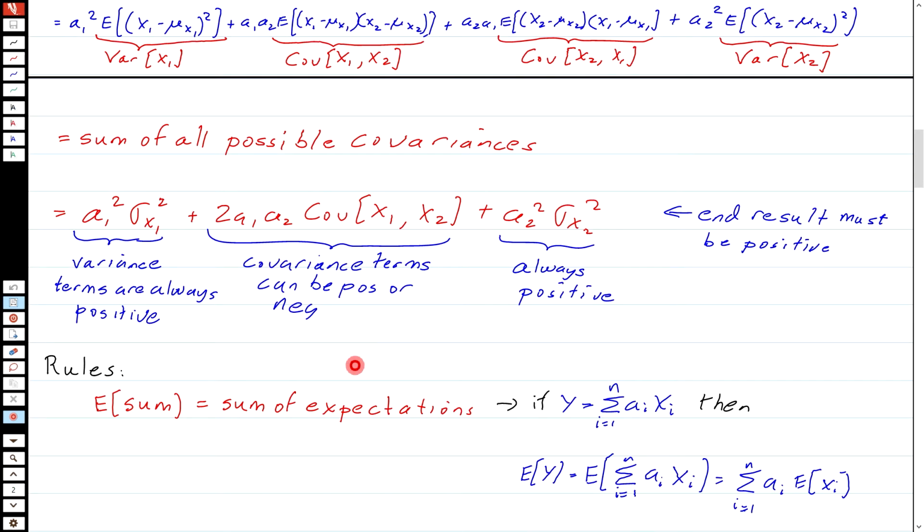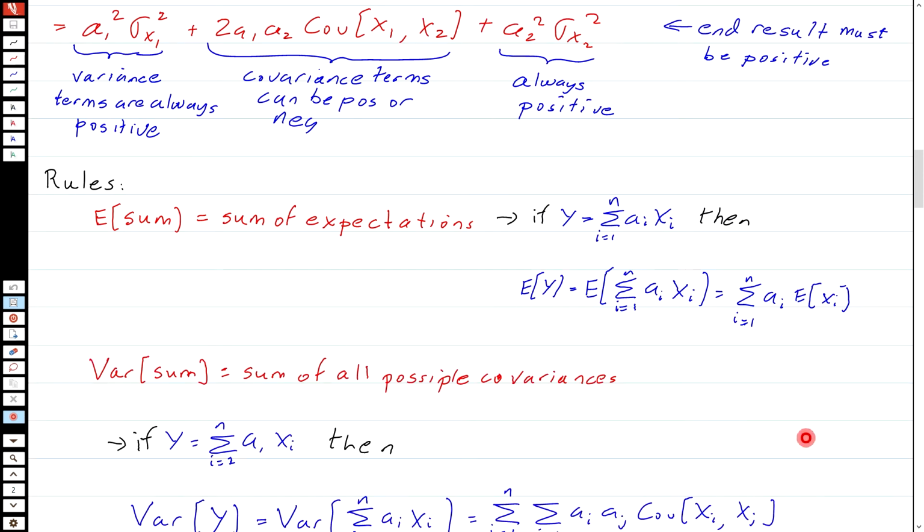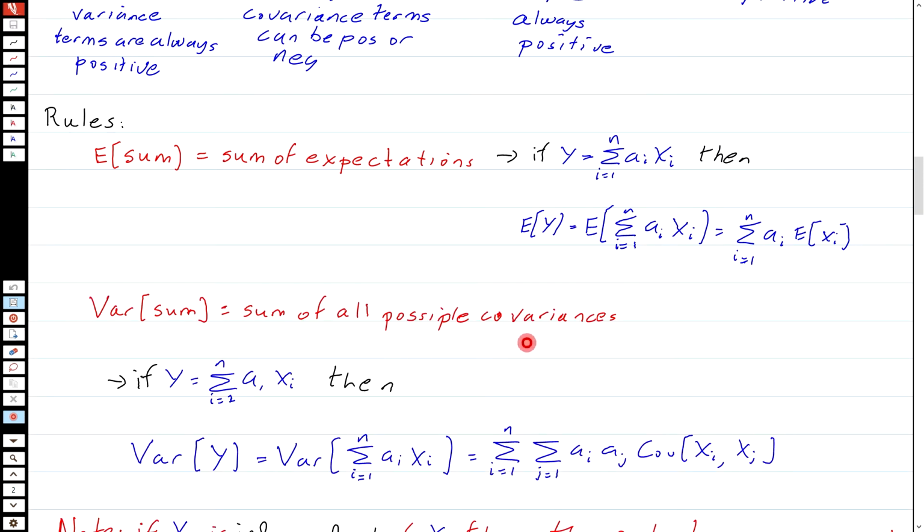Okay, so some rules that come out of this, as we mentioned before: the expectation of a sum is the sum of expectations. In other words, if y is the sum of the ai xi's, then the expected value of y is the sum of the ai's times the expected value of xi's. And the variance of a sum is the sum of all possible covariances. In other words, if y is the sum of ai xi, then the variance of y is the variance of this sum, which in this case is the double sum of all possible covariances.